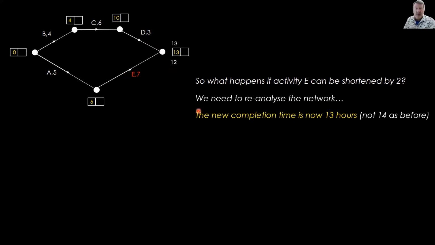So let's work backwards and see how much float time we have got. So latest start time or finish time, 13 hours. Again, we'll go back up the top. 13 minus 3 is 10. 10 minus 6 is 4. 4 minus 4 is back to 0. Down the bottom, 13 minus 7 is 6. 6 minus 5 is 1. And of course, coming backwards, the smaller one goes in the box. So that is 0.